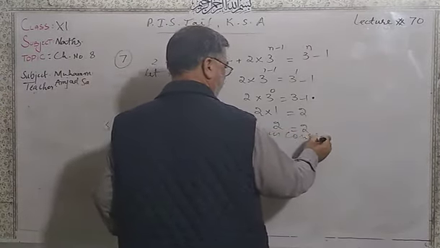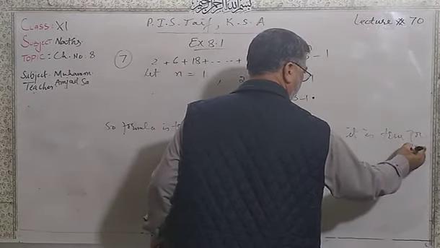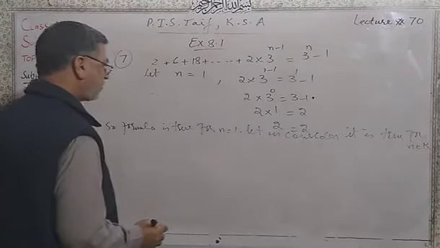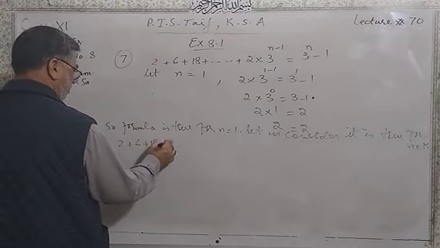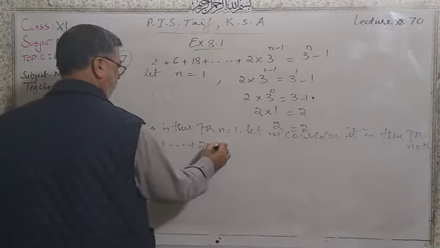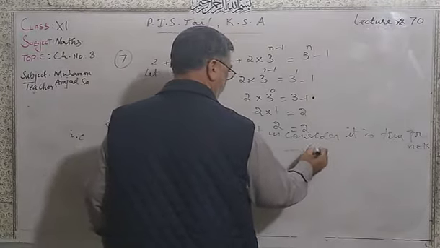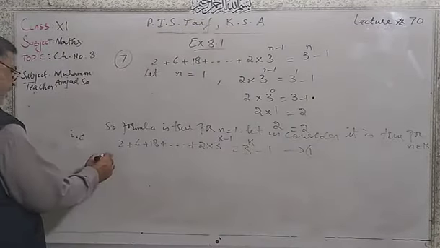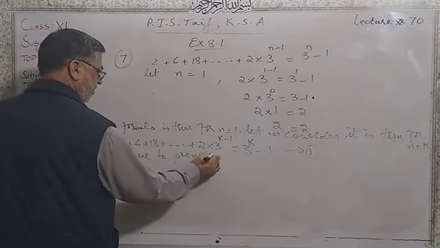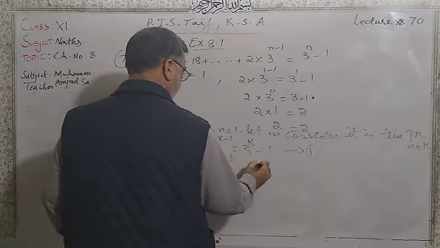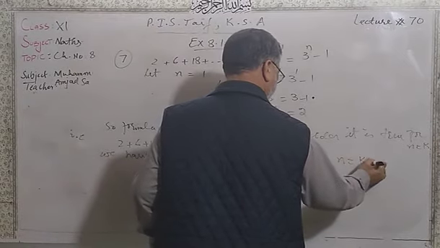Let us consider it is true for n is equal to k. That is 2 plus 6 plus 18 plus so on plus 2 into 3 power k minus 1 is equal to 3 power k minus 1. This is equation number 1. We have to prove that it is true for n is equal to k plus 1.